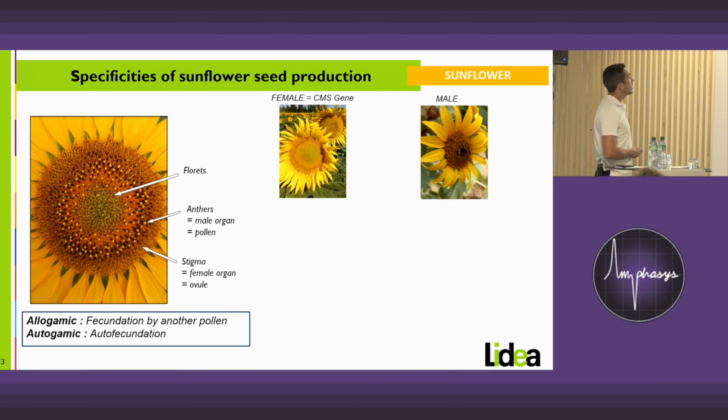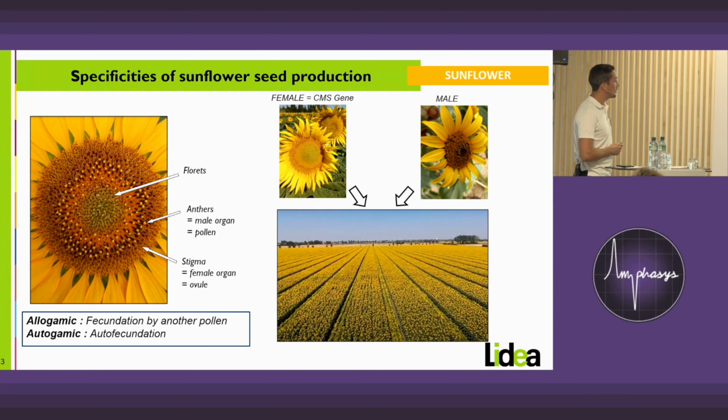In sunflower seed production, we are producing hybrids. It means that it's the crossing between a female plant and a male plant. To avoid the autofecundation of the female, we are using a CMS gene to avoid the production of pollen.